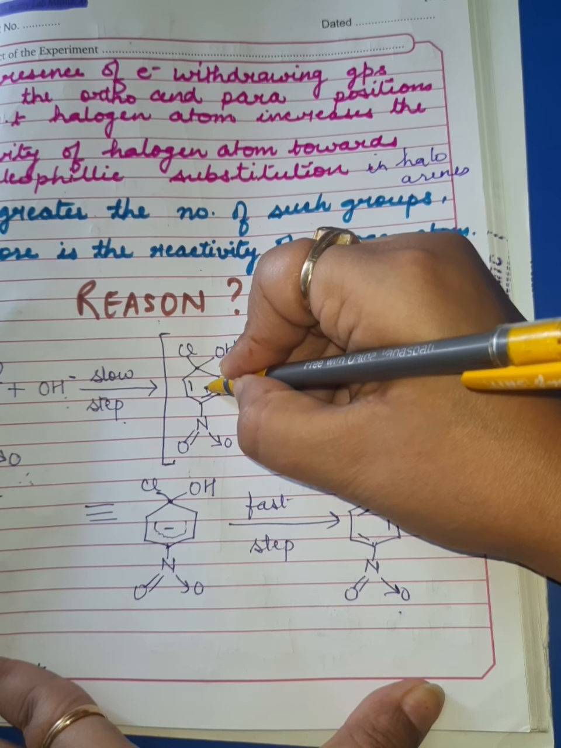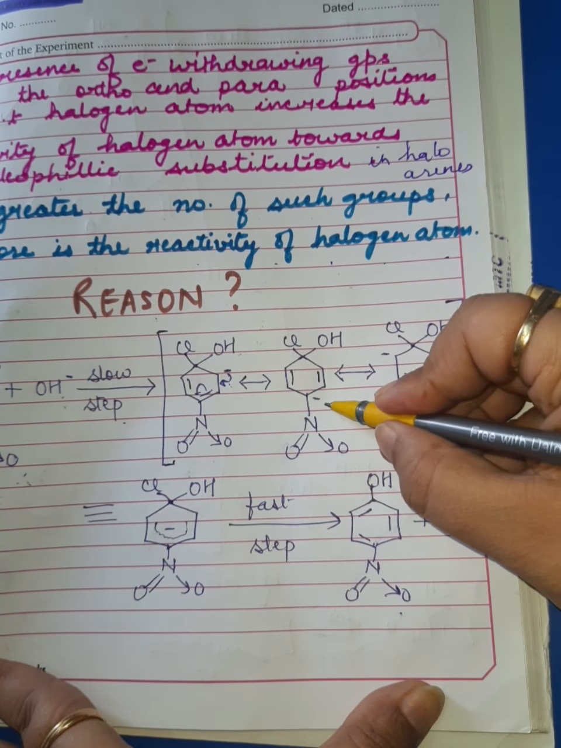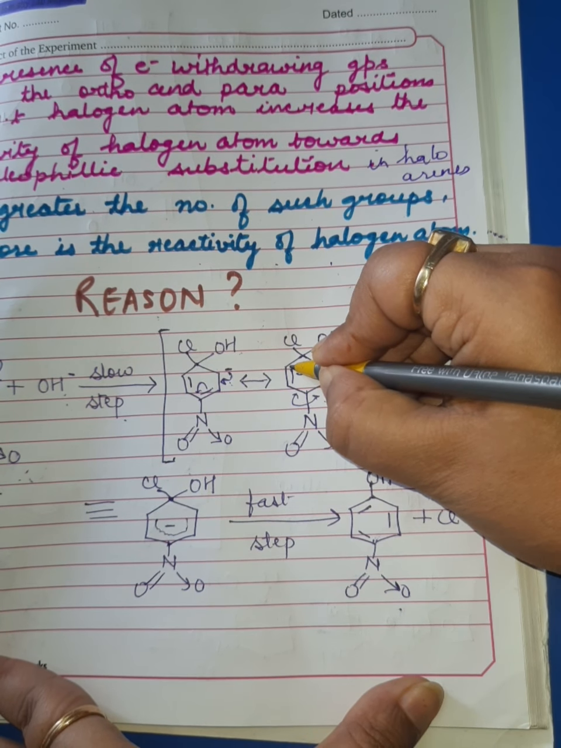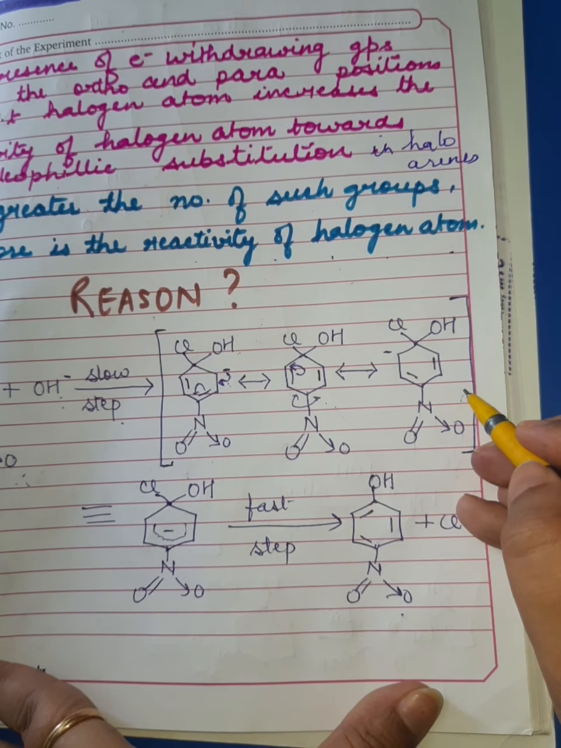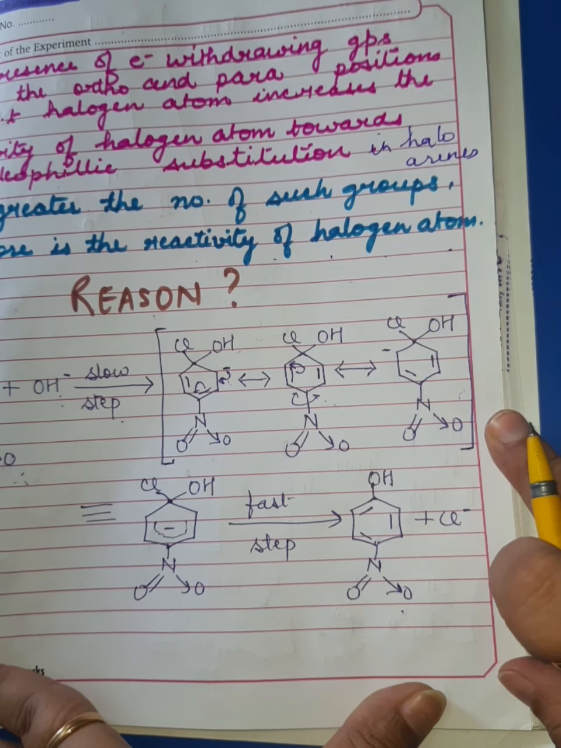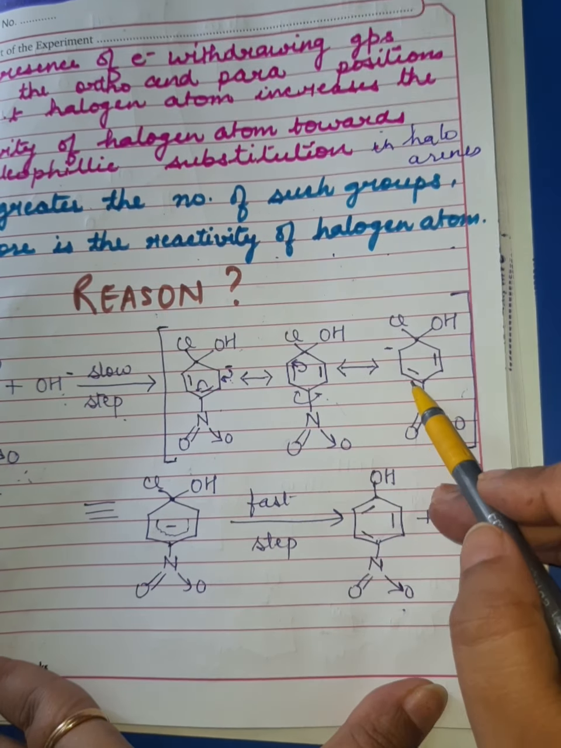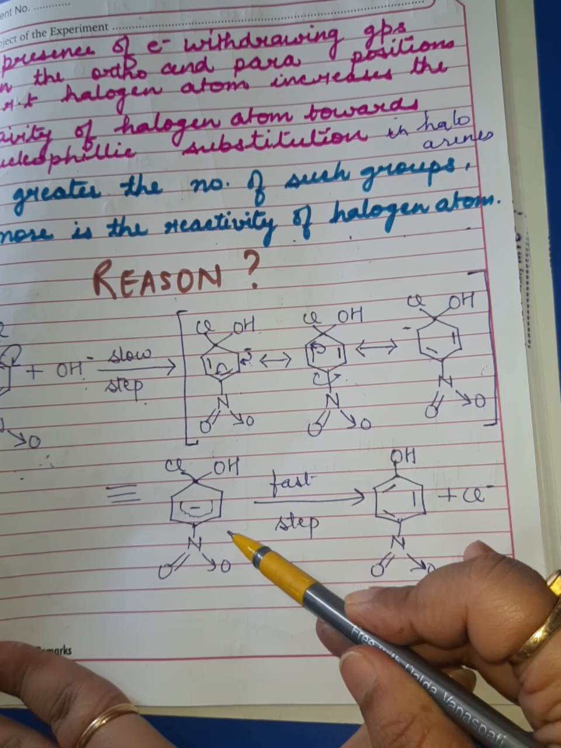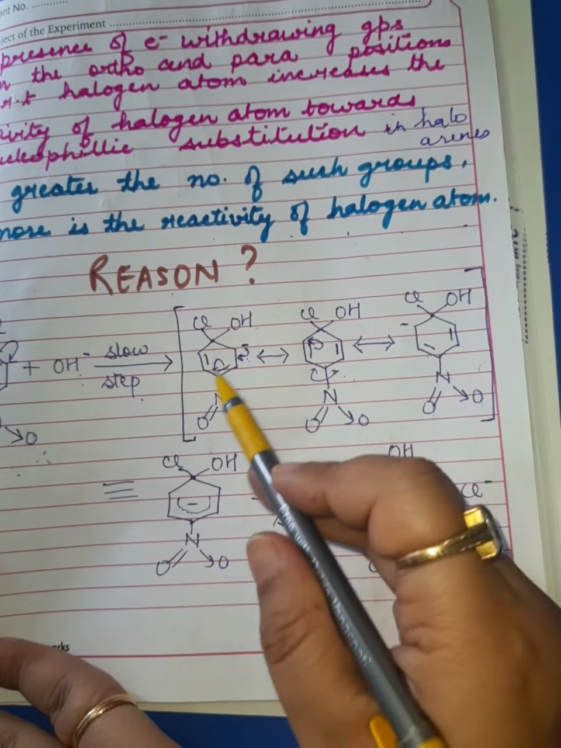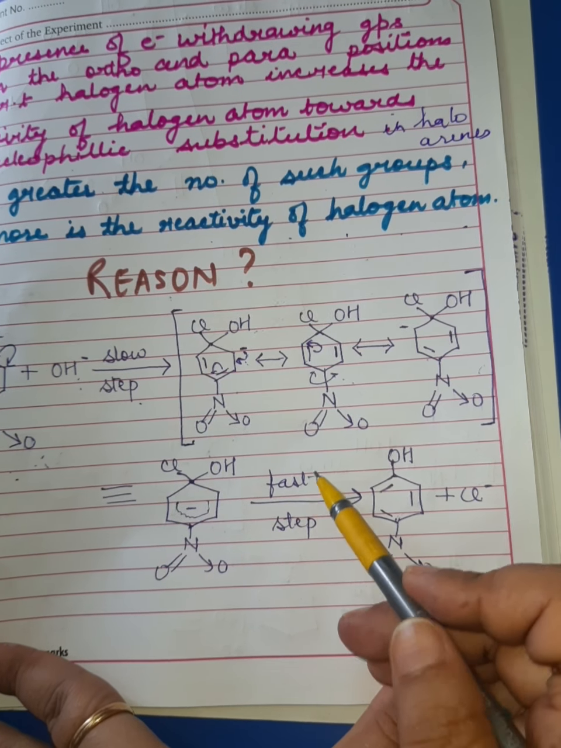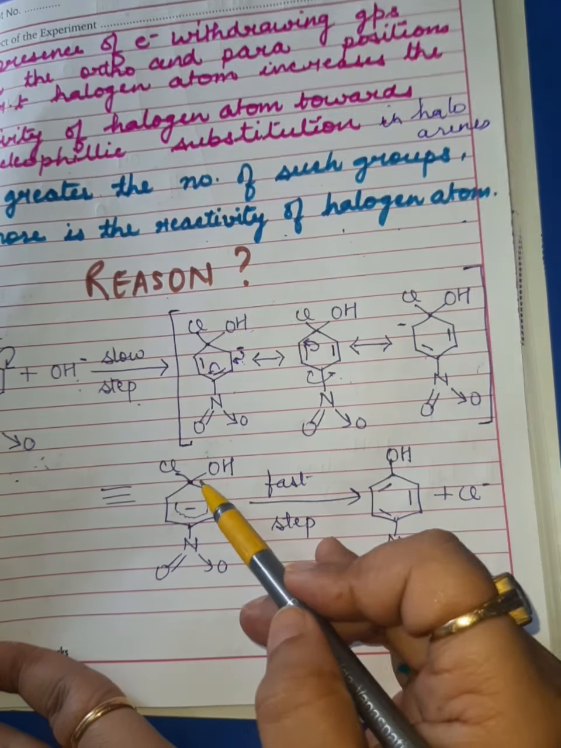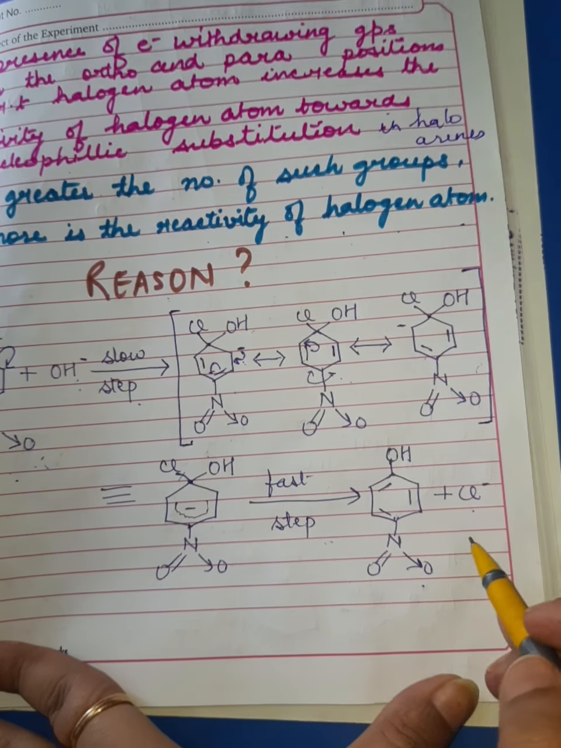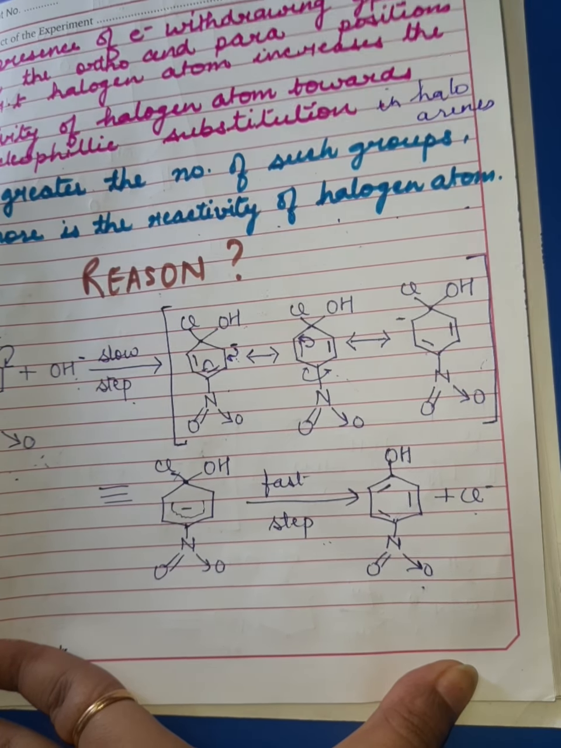I hope these arrows you will follow up. Alright? And then further delocalization. So this carbanion is undergoing resonance stabilization. So as a result of its resonance stabilization, its resonance hybrid of carbanion can be written this way. Alright? Now, after getting resonance stabilization, with the help of the fast step, OH replaces Cl in the form of Cl minus.